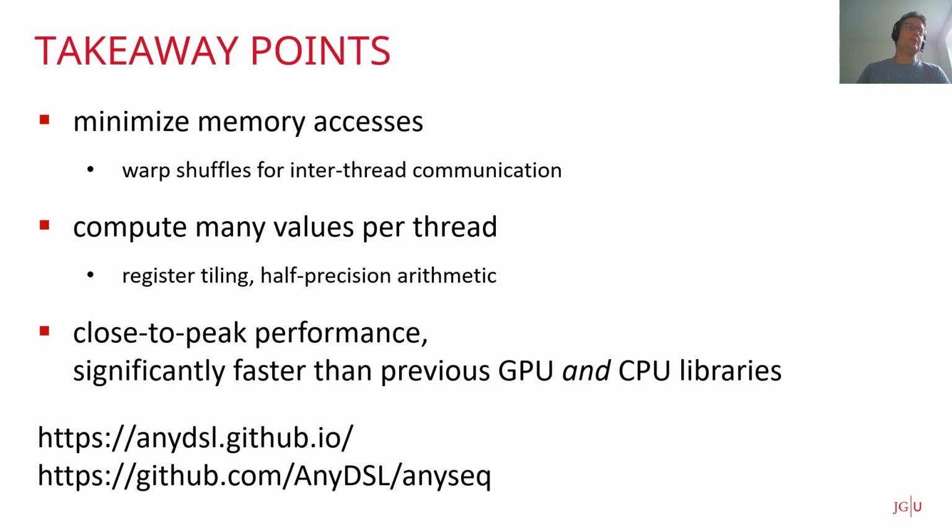To conclude, the key takeaway points are: one can minimize expensive memory accesses by using warp shuffles for inter-thread communication. It's beneficial to compute many values per thread, as we have shown with our register tiling and half precision arithmetic approach. And we were able to achieve close to peak performance, outperforming all previous GPU and CPU libraries, and have for the first time a GPU alignment solution that's significantly faster than the fastest CPU library.